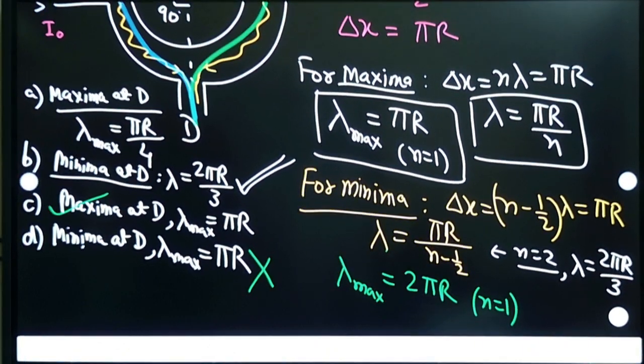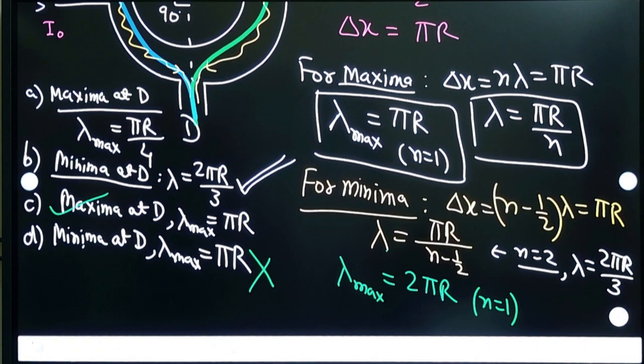The path difference formula is directly n lambda for maxima and (2n minus 1) times half lambda for minima. The phase difference is 2n pi for maxima and (2n minus 1) pi for minima.